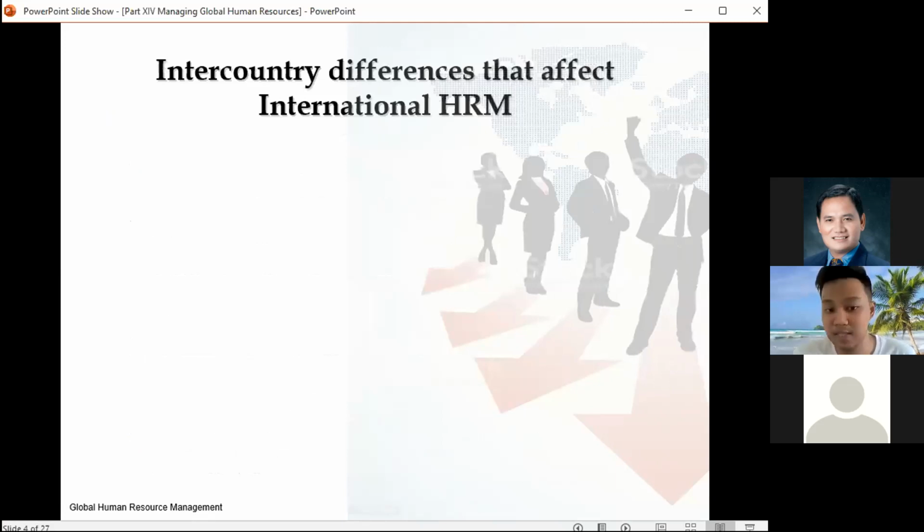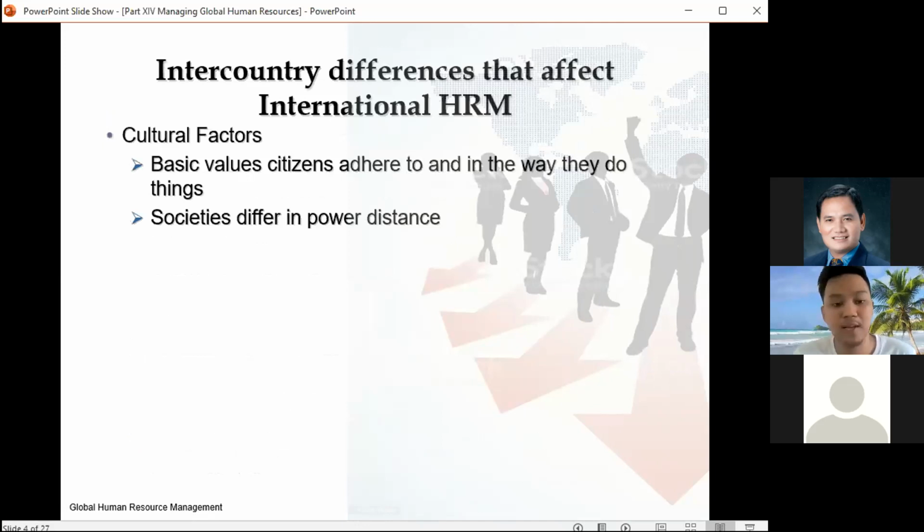Now, inter-country differences that affect international human resource management. One is cultural factors. Countries differ wildly in their cultures. Cultures are the basic values citizens adhere to, and how those values manifest themselves in those nations' arts, social programs, and simply the way of doing things. For example, in a study of about 330 managers from Hong Kong, mainland China, and the US, the US managers tended to be most concerned with how to get the job done, whereas Chinese managers were most concerned with maintaining a harmonious environment.